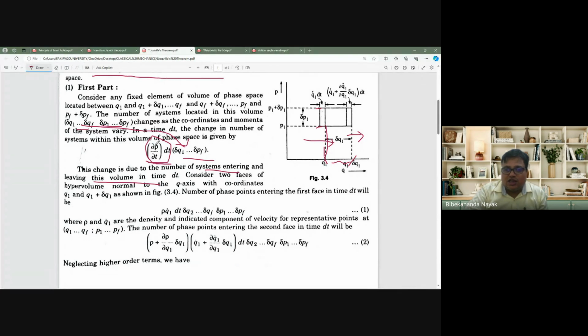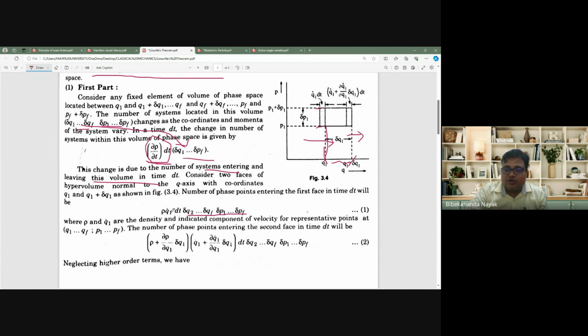Here the change in density is del rho by del t into dt, and here dq1 by dt into dt. Then the other variables, because the q1 variable is left here. So rho, because it depends on density also: if it is more dense, the number of particles will be more; if less dense, the number will be less. So it changes in q1, the particles passing through this region.